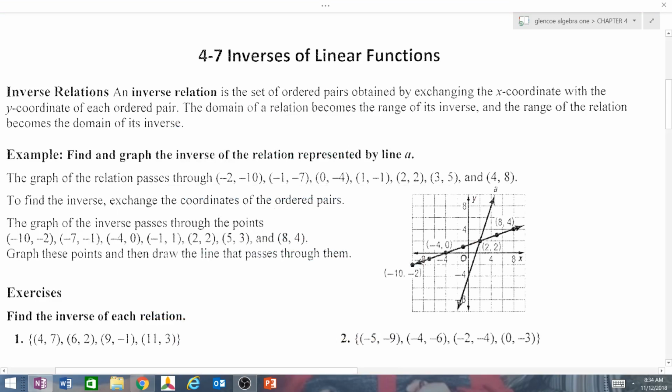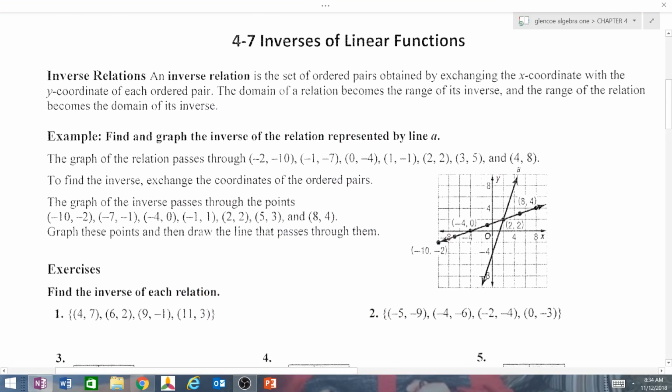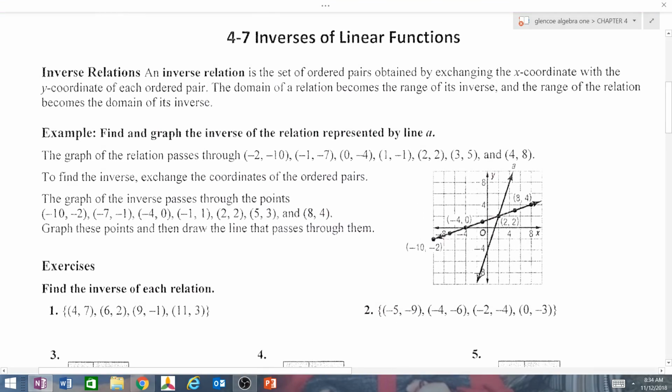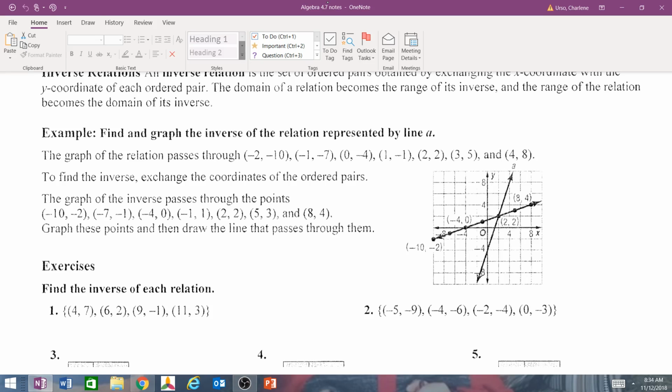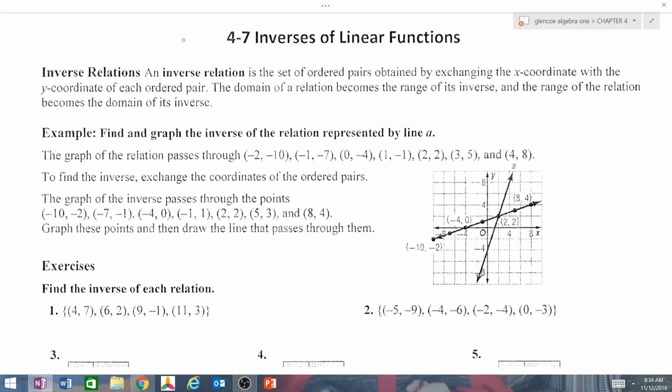Good morning, and welcome to our last section for Chapter 4, which is inverses of linear functions. An inverse relation is the set of ordered pairs obtained by exchanging the x and the y coordinate. So if I gave you a function and I asked you to form the inverse, all you're going to do is switch the x and the y. The domain becomes the range, and the range becomes the domain.